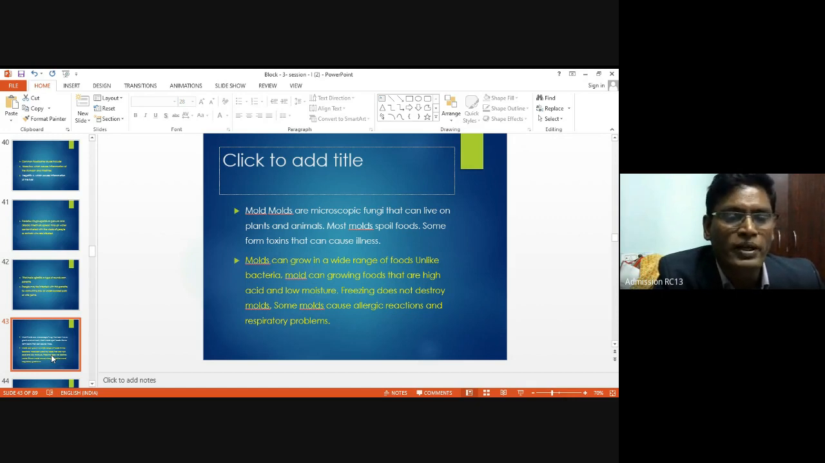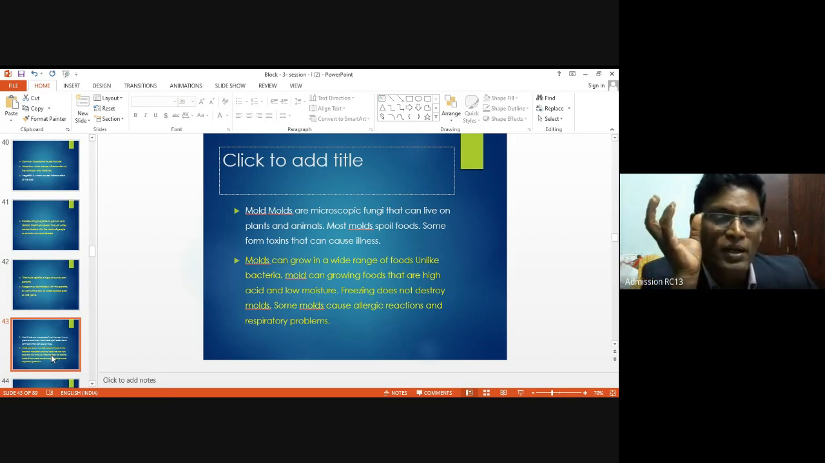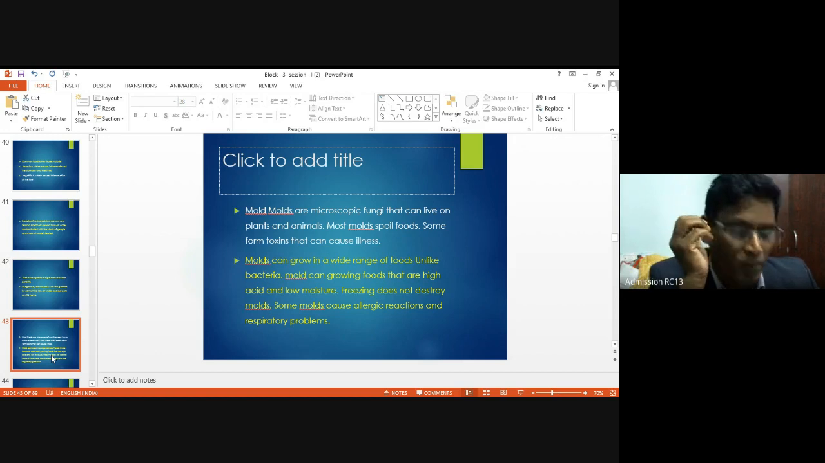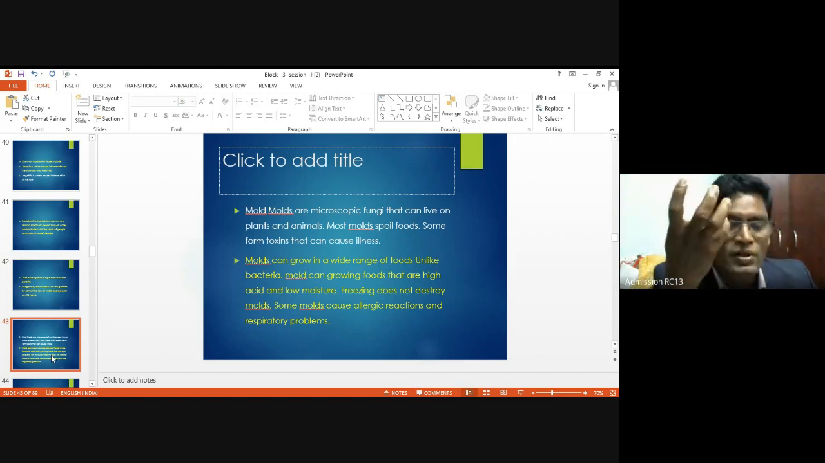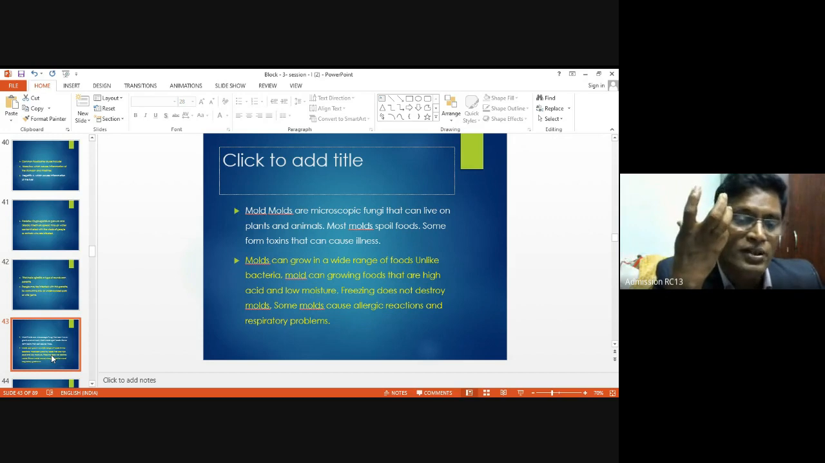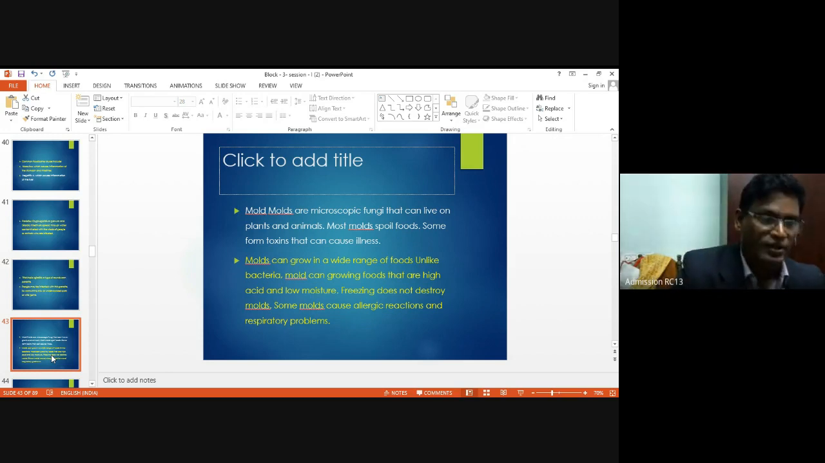Molds can grow on a wide range of foods. So, unlike bacteria, mold can grow in foods that are highly acidic and low in moisture. So in low moisture areas and high acid environments, these molds can grow. And freezing does not destroy these molds. Even if you freeze, freezing does not destroy them. Some molds cause allergic reactions and respiratory problems, which creates allergies and respiratory problems in an individual.